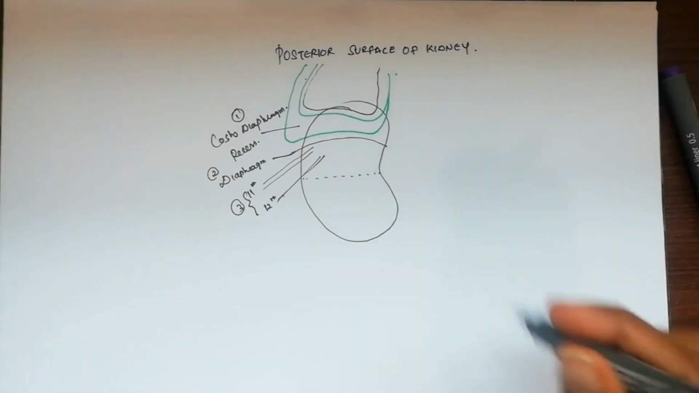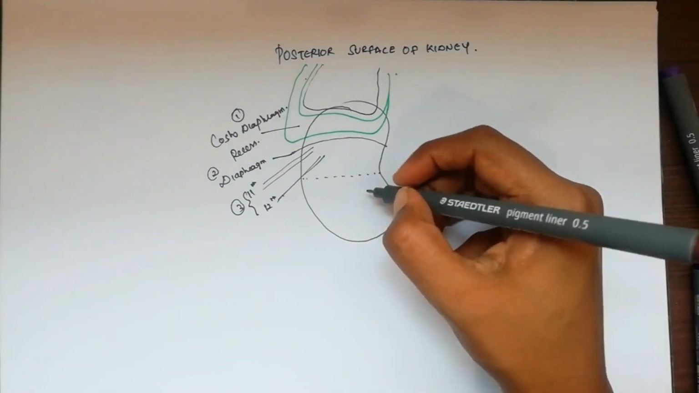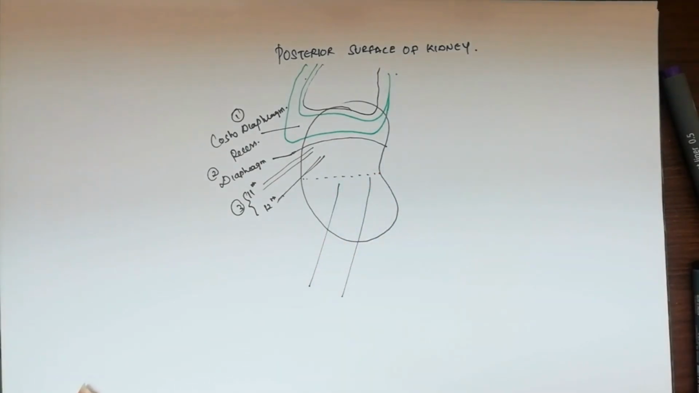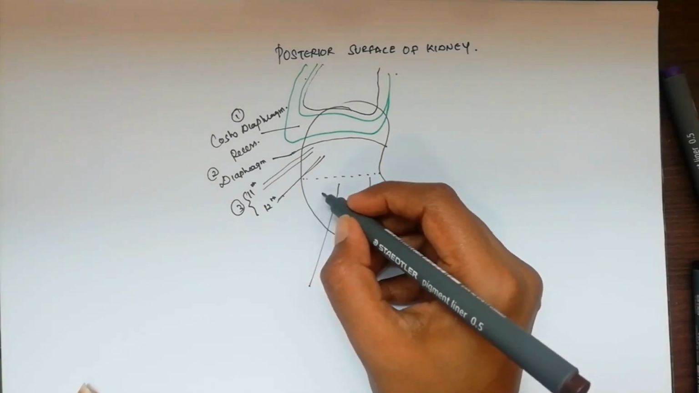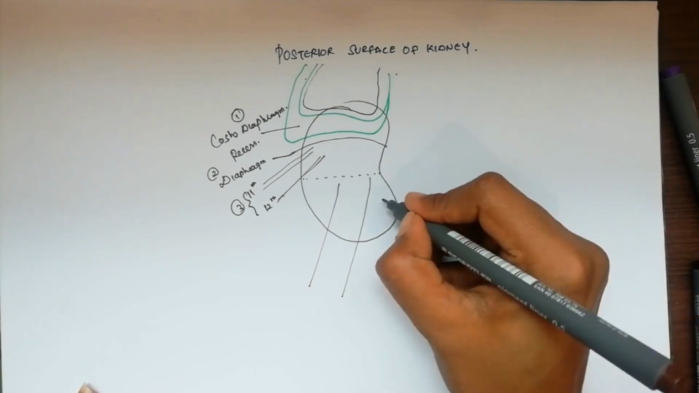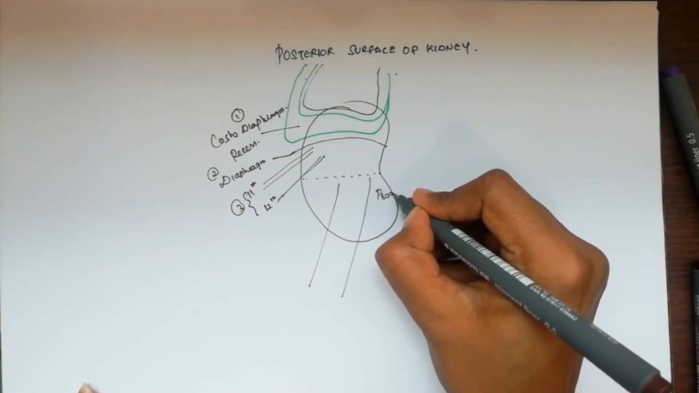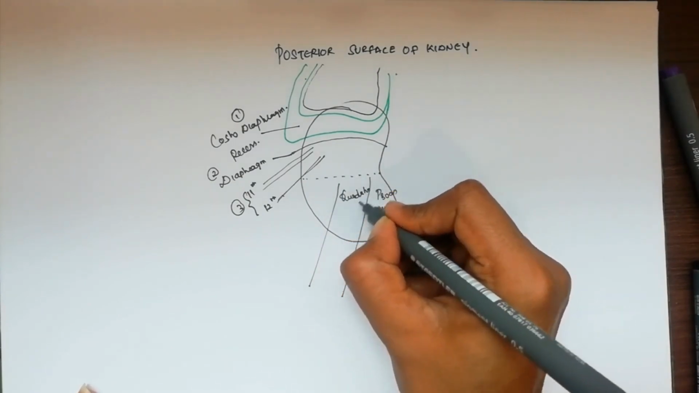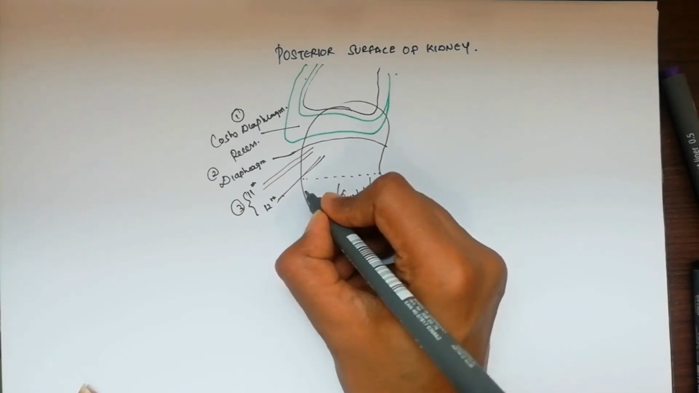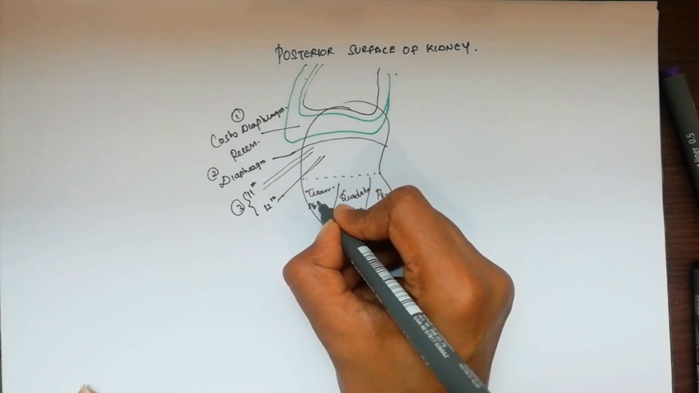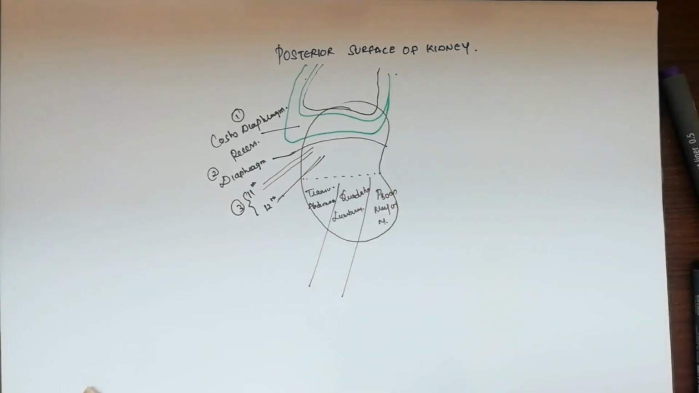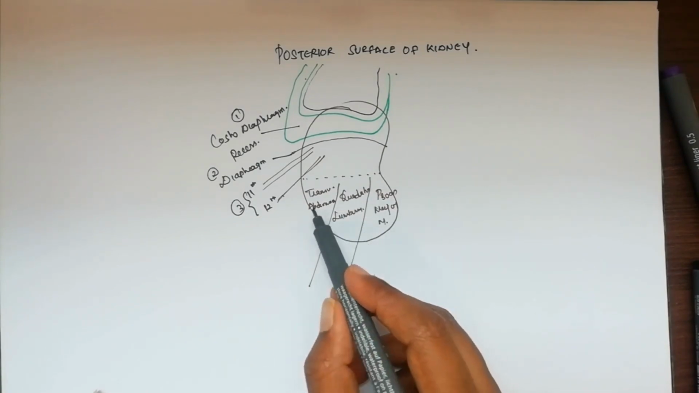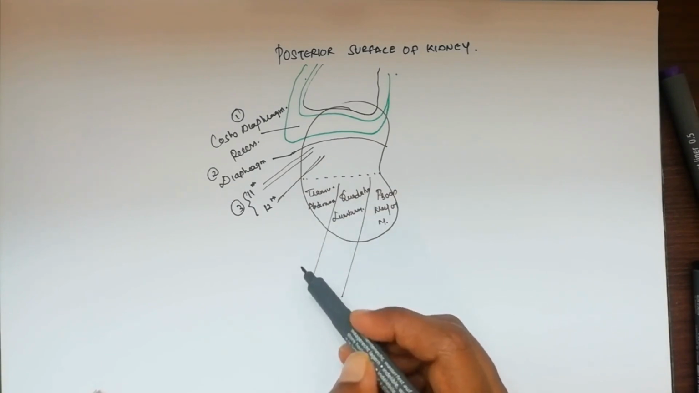In the lower area we have got relation of medial one as psoas major and middle one as quadratus lumborum with its fascia, and the lateral one as transverse abdominis muscle. So we have got psoas major muscle, quadratus lumborum and transverse abdominis. Along with this, three muscles and its covering fascia, that is psoas fascia, lumborum fascia, and then we have got transverse abdominis, fascia transversalis covering it.